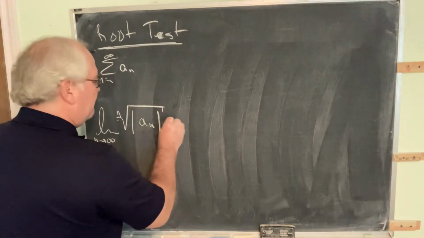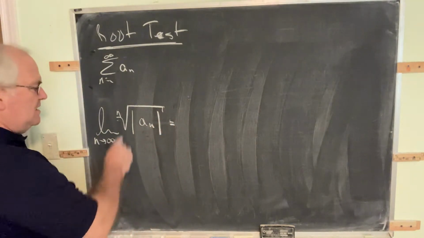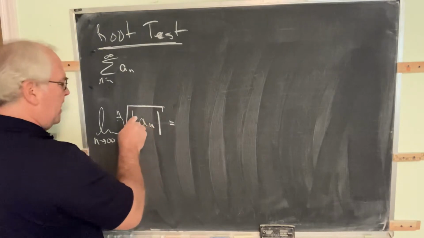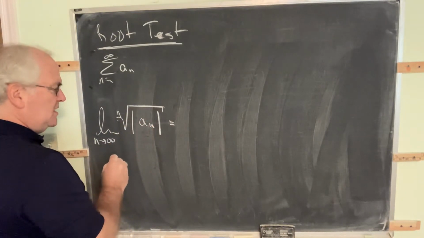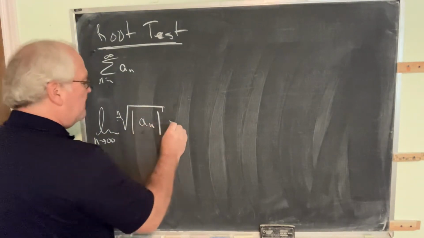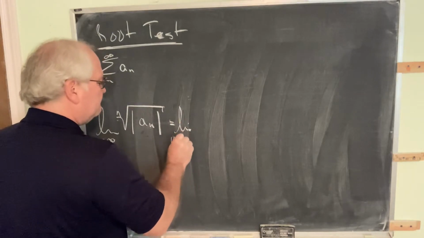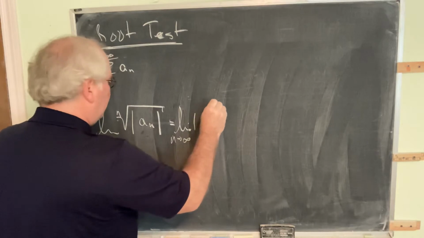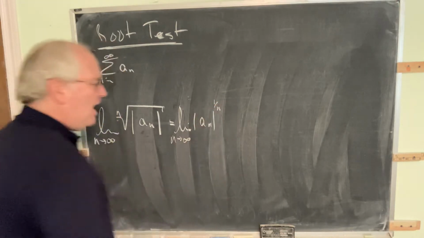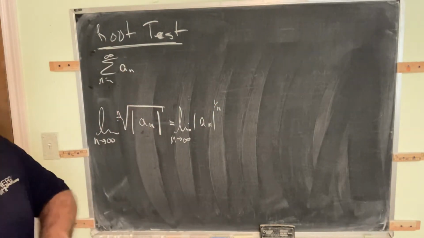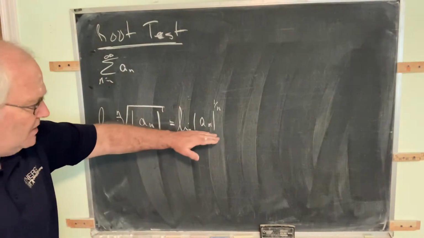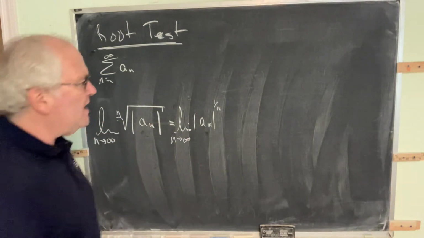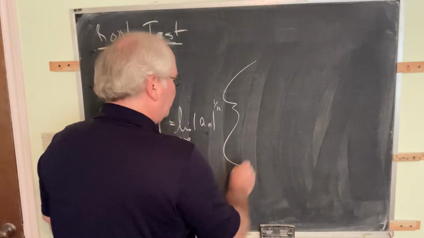Very often the way to think of this is you change this to exponential form. This is not always the case, but very often you'll rewrite this as absolute value of a sub n raised to the 1 over n power. And you'll see why when we go through a few examples, why it's actually sometimes more convenient to write it this way. But then this, once again, will become one of three things.